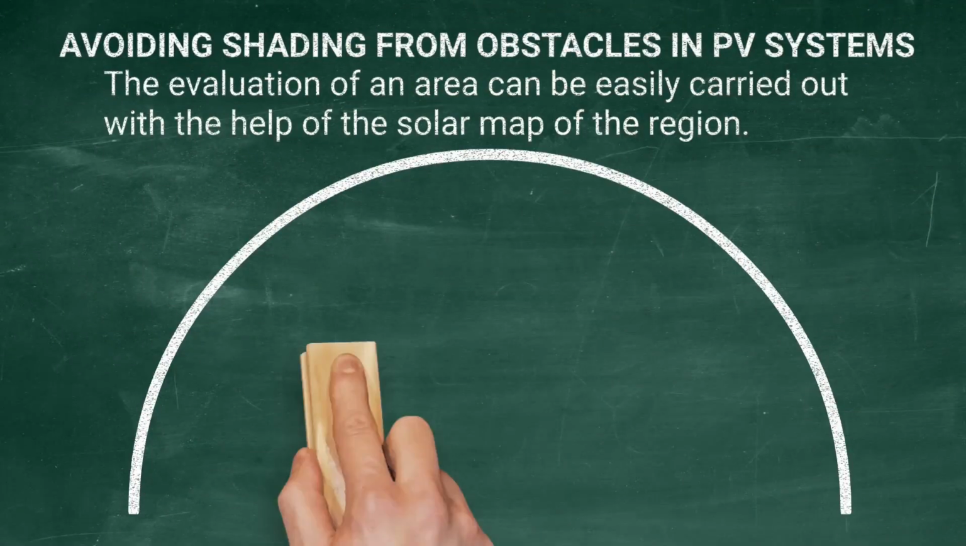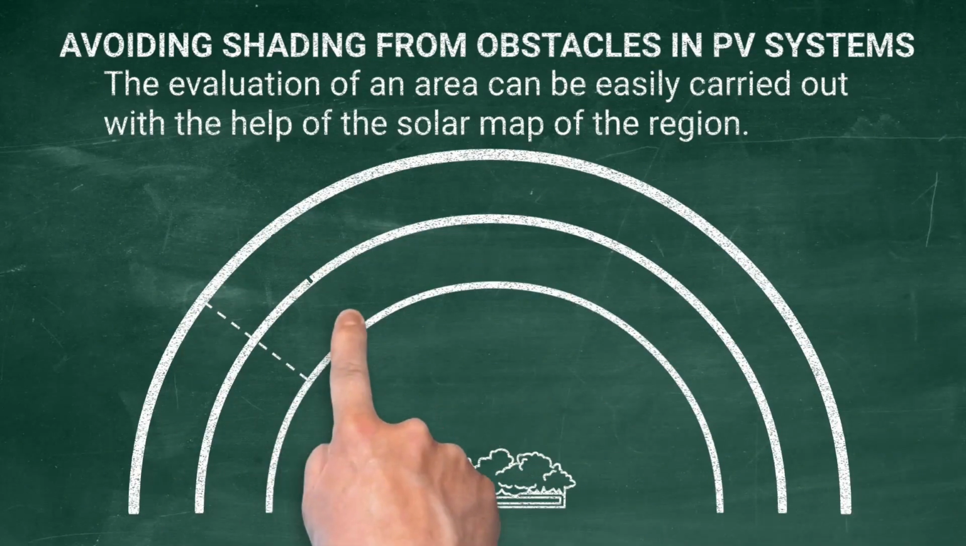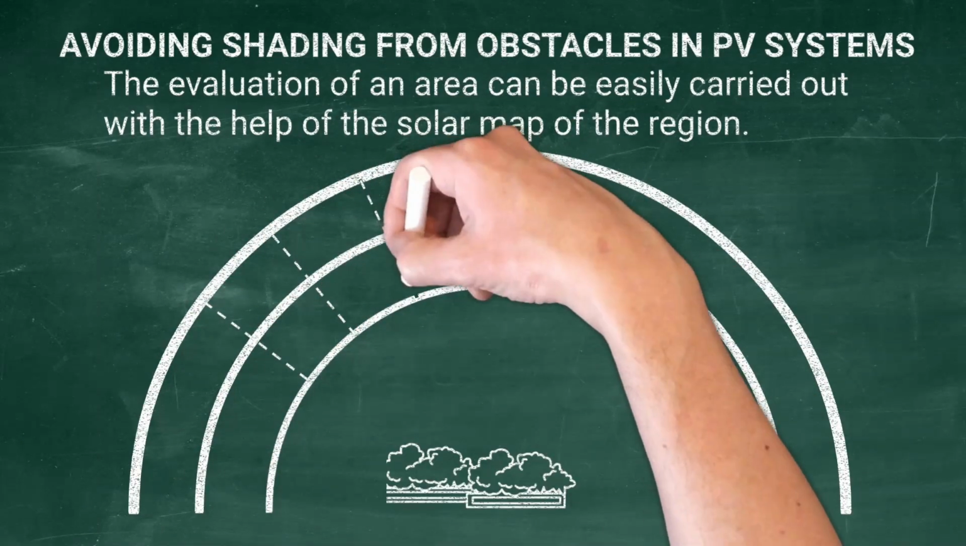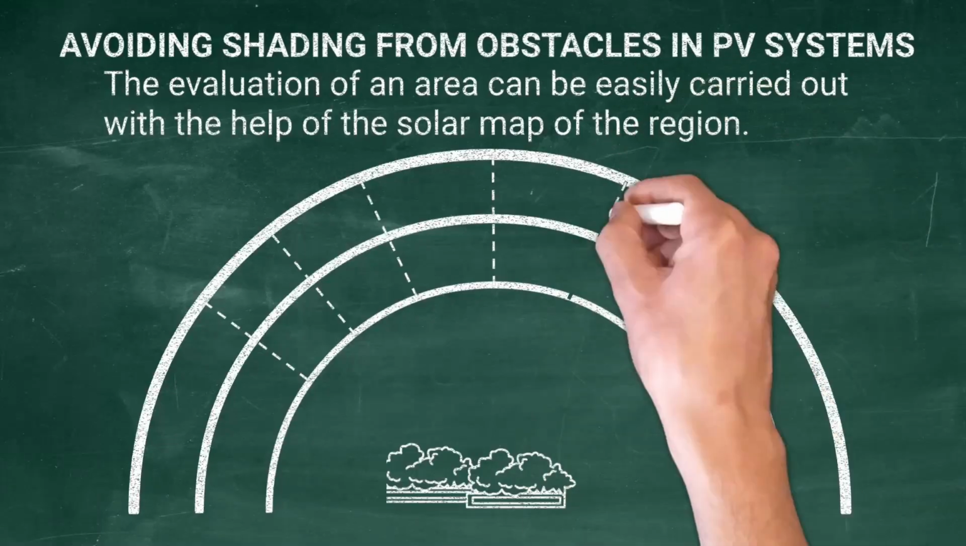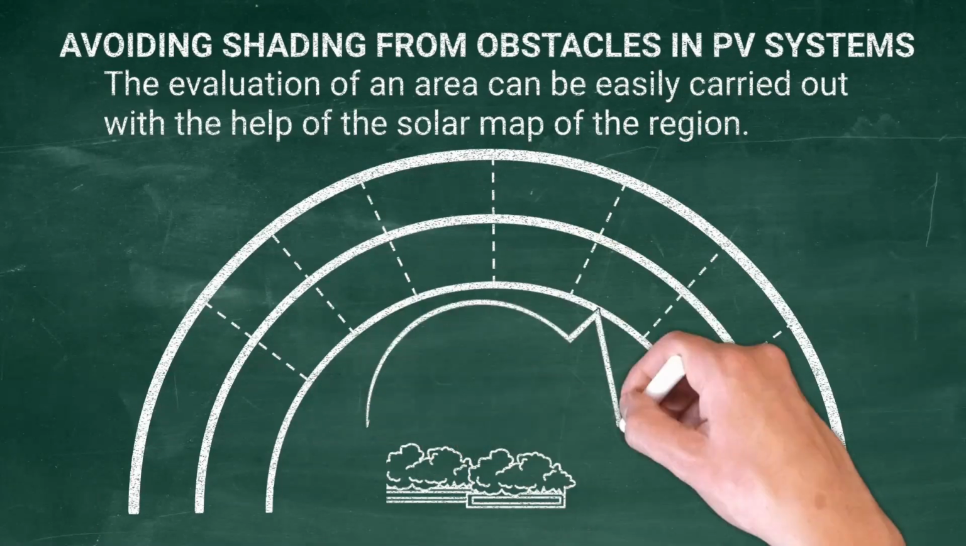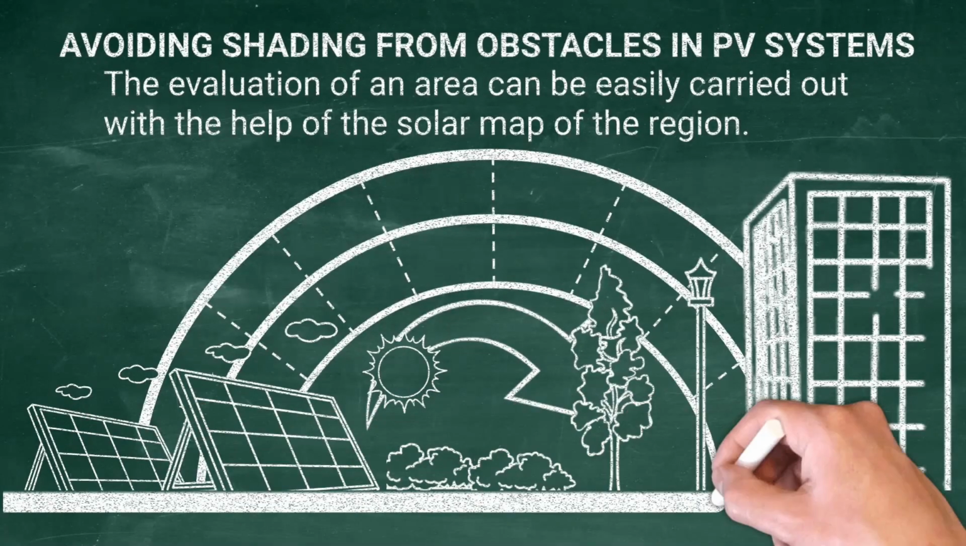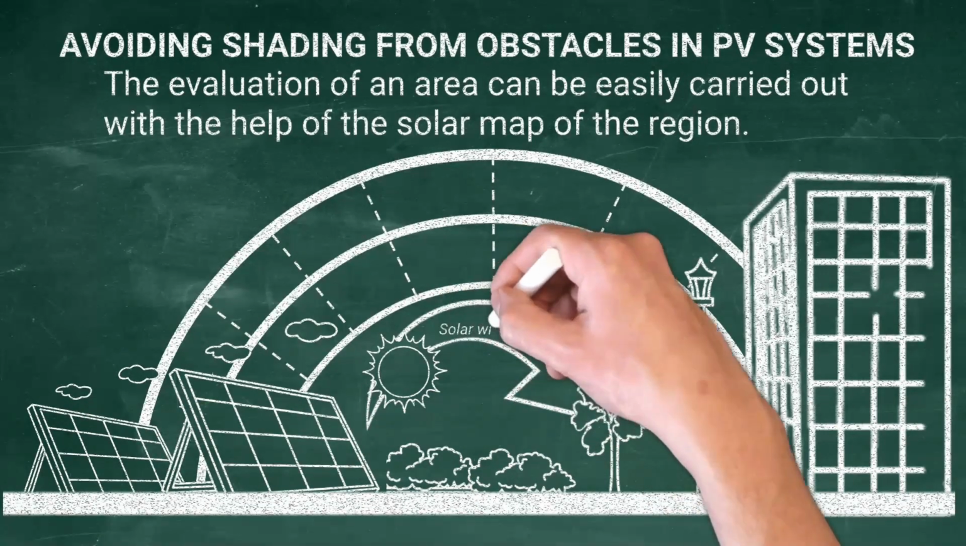So how can we carry out this evaluation? How can we evaluate and avoid shading from nearby obstacles or even from one panel to another? And that's what we'll be looking at in this video. So the evaluation of an area can be easily carried out with the help of the region's solar map.